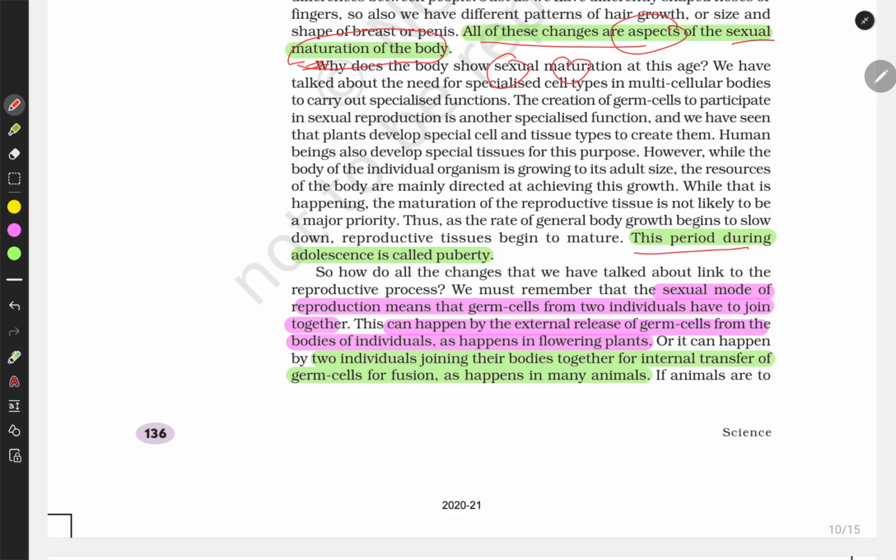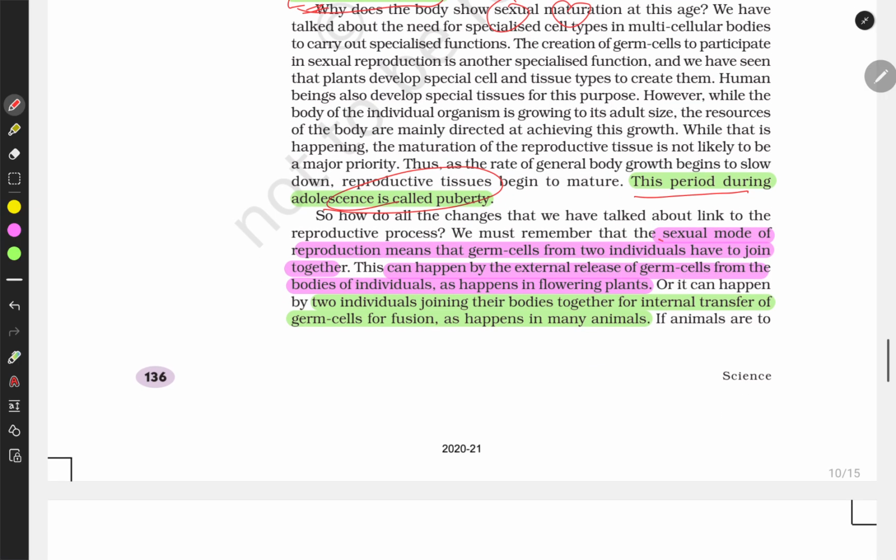And this period during adolescence is called puberty. Sexual mode of reproduction means that the germ cells from two individuals have to join together. This can happen by external release of germ cells from the body of individuals, as happens in a flowering plant, or it can happen by two individuals joining their bodies together for the internal transfer of germ cells for fusion. This happens in many animals.